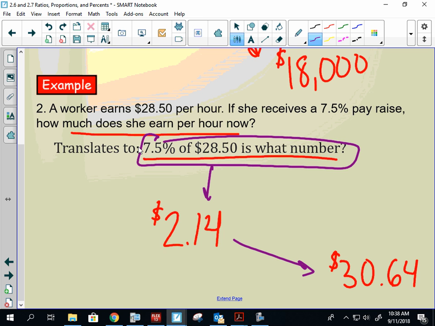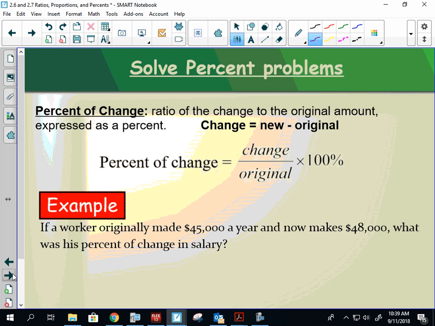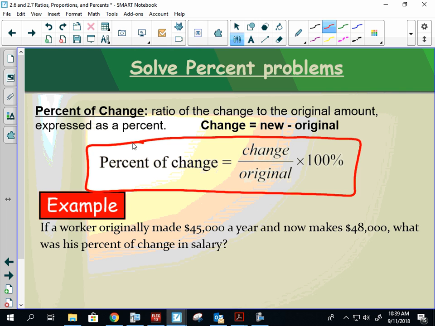Last part is just a vocab word that the homework assumes you know, so we're going to mention it right now. It's called percent of change. Percent of change is the ratio of the change to the original amount, expressed as a percent. I wouldn't write down the definition. I would simply write down this equation right here. So the percent of change equation is change divided by original times 100%. So I would write down that equation. Also note that change is always equal to new minus original.